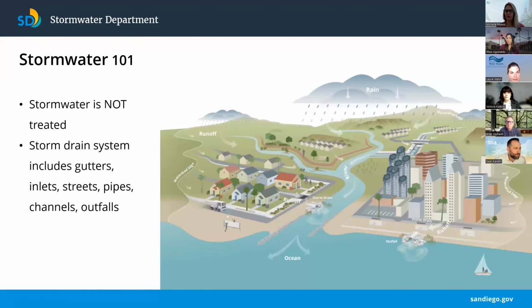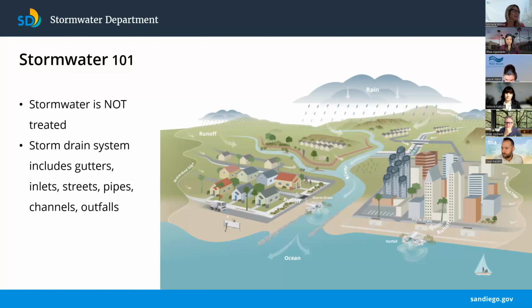So I wanted to start out with the very basics of stormwater. I know a lot of people are not aware that stormwater is not treated at wastewater treatment plants. It's discharged from our streets, rooftops, driveways, into the nearest storm drain outfall that ultimately ends up into the ocean. And you can see on this graphic here how that works, how the water comes off our streets, goes into the closest river, down into the ocean, the bay, wherever, but it does not get treated. It just runs right off.